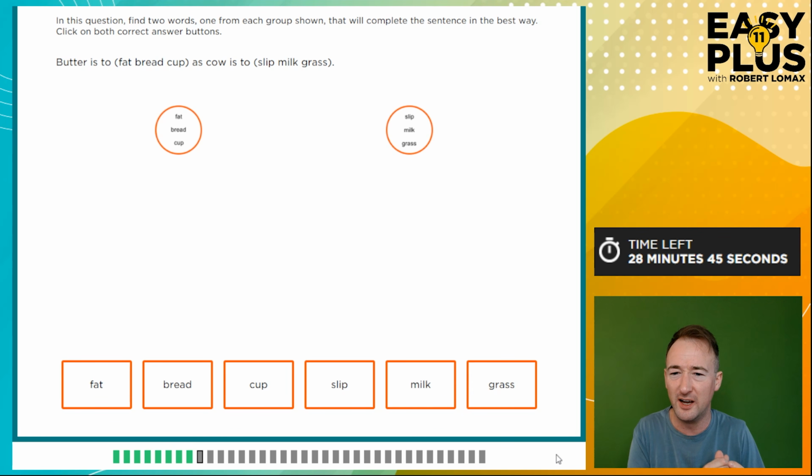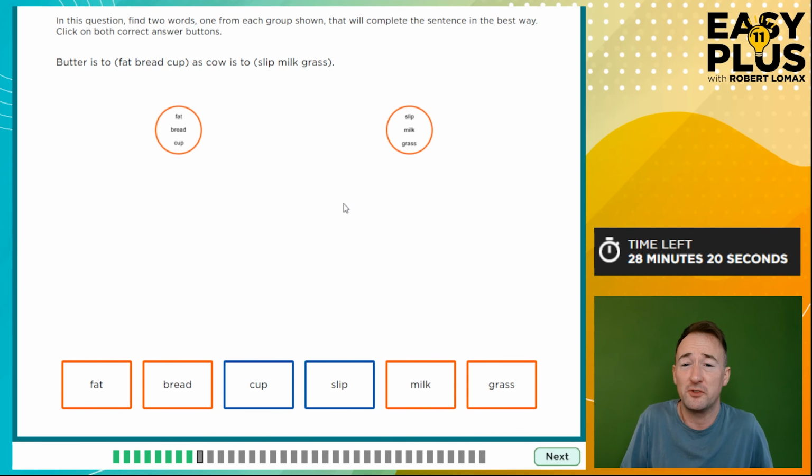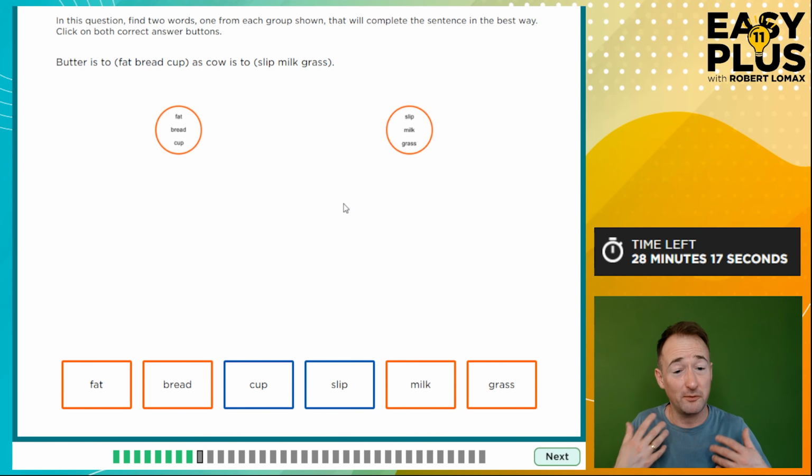Butter is to fat, butter is to bread, butter is to cup, buttercup. That's nice. Cow is to slip, cowslip. These are kinds of plant. A buttercup, a cowslip. So I think that's what's going on here. Quite a lot of general knowledge required there, because you might have very good English but still not happen to know the names of those plants. But sometimes these things come up.